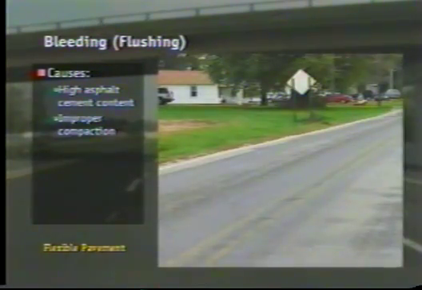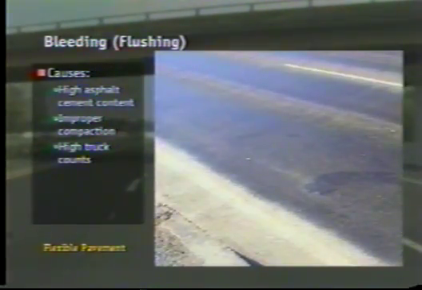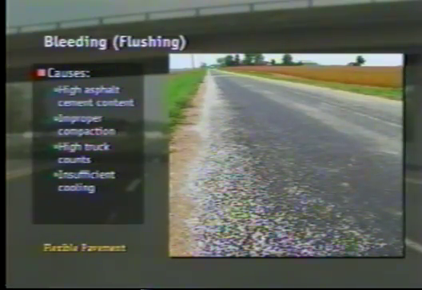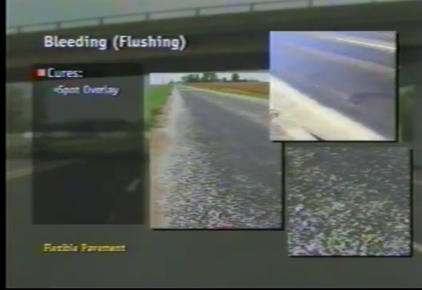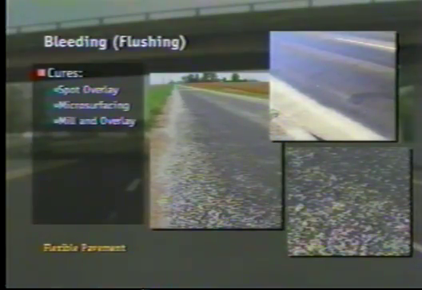Bleeding, also known as flushing, is the presence of free asphalt binder in the pavement surface, recognized by the shiny, sticky surface and the sound as cars drive over it on a hot summer day. There are many possible causes of bleeding: a high asphalt cement content, improper type of asphalt cement, improper compaction leaving air voids, high truck counts, and allowing traffic on new pavement before it is cooled sufficiently. The cure to this is spot overlays, microsurfacing, milling, and overlay.